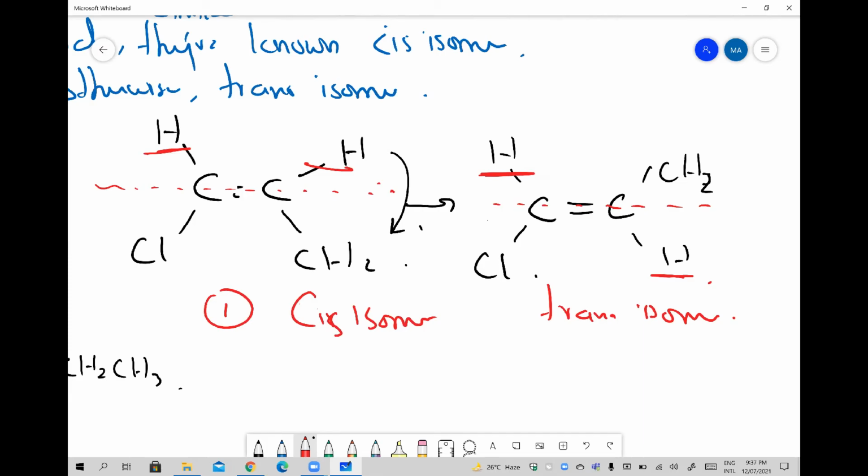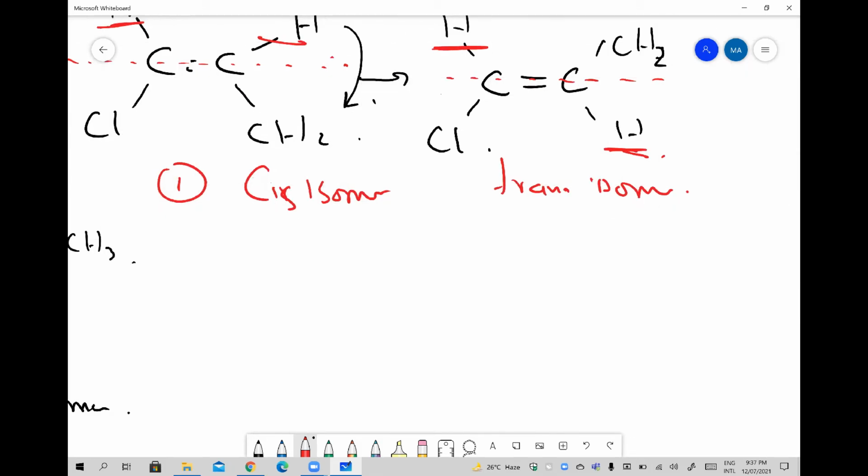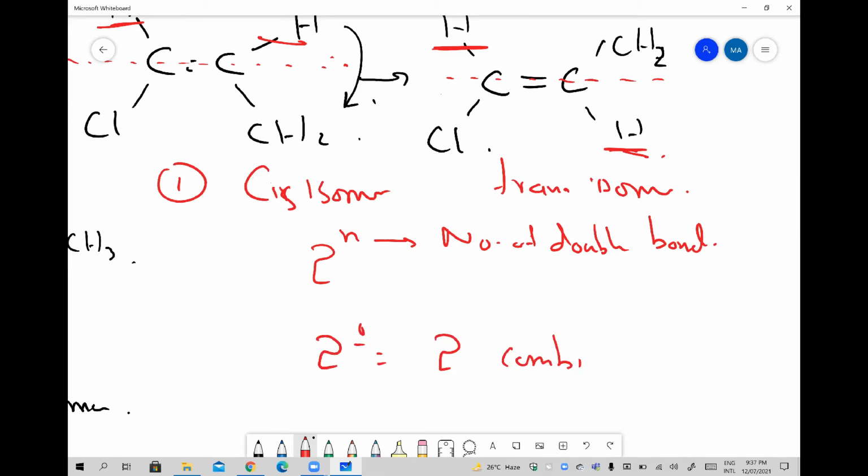The two hydrogens here are facing different sides, whereas in a cis isomer, the two hydrogens here are facing the same side. And the number of combinations, again, you can guess by using 2 raised to the power of n. N here is the number of double bonds. One double bond will give you two combinations. Two double bonds will give you 4, and so on.